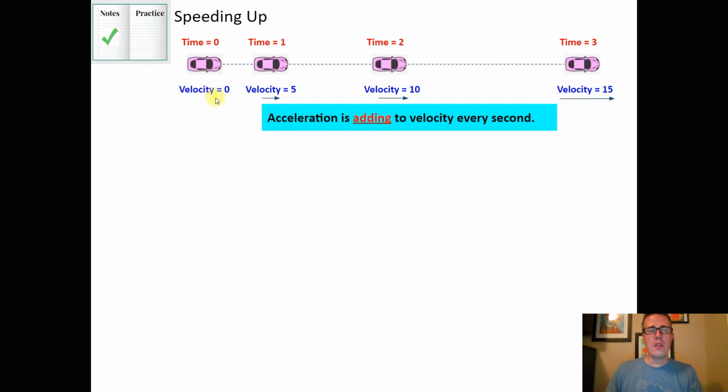So that's if your velocity is changing, that's acceleration. Notice we went from 0 for velocity at rest to 5 to 10 to 15. So we are adding 5 every single second. The next one to talk about, of course, is slowing down.